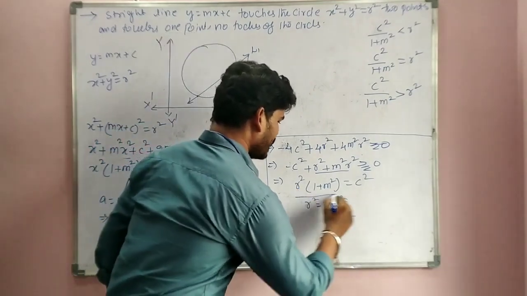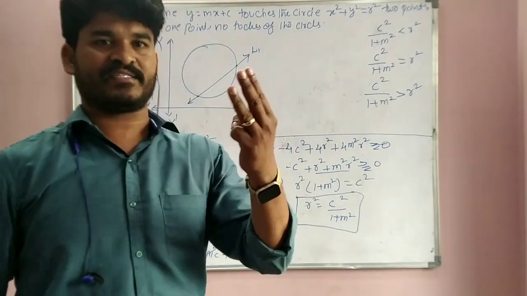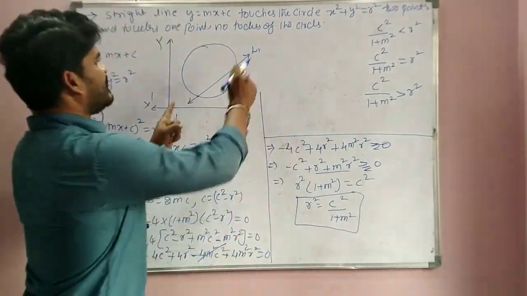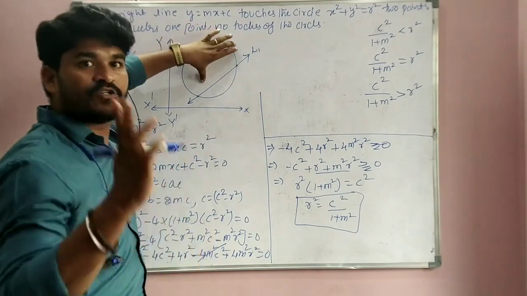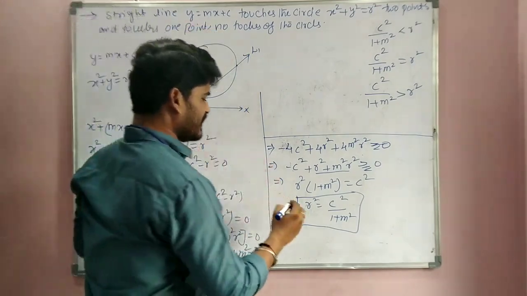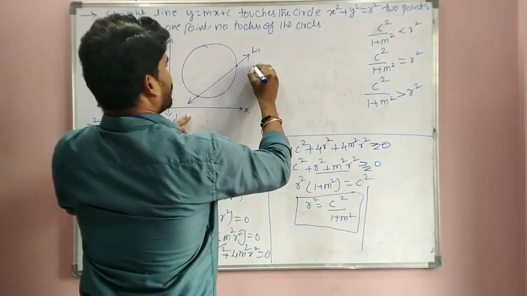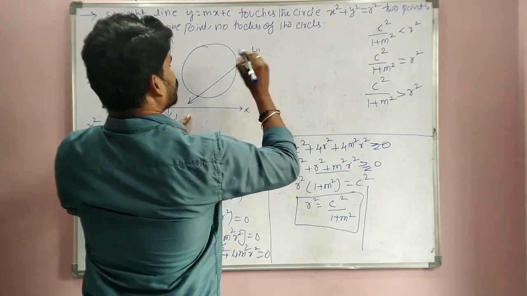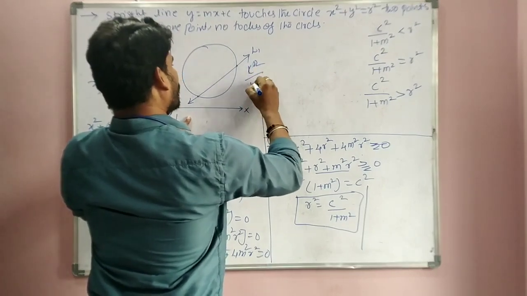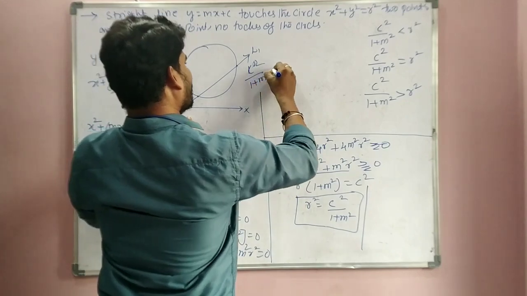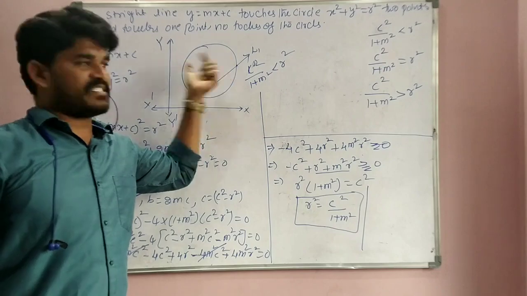Right. Finally we will get this condition. This condition is satisfied in 3 ways. The first way is when the straight line intersects this circle at 2 distinct points. The condition for 2 distinct points is c square divided by 1 plus m square less than r square. This condition is satisfied in this diagram.